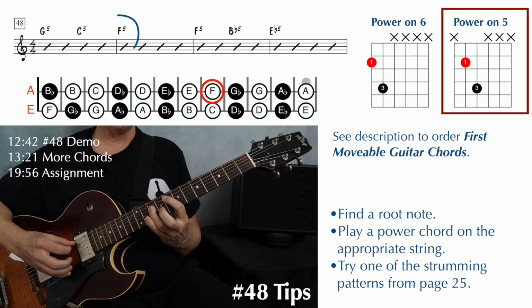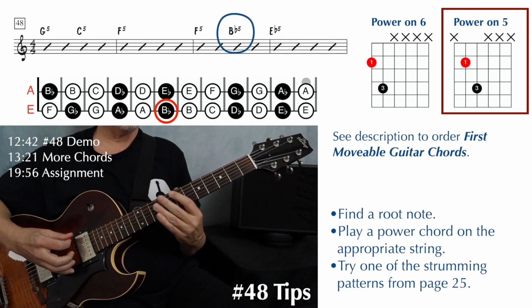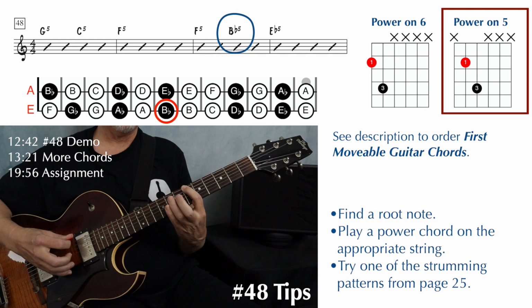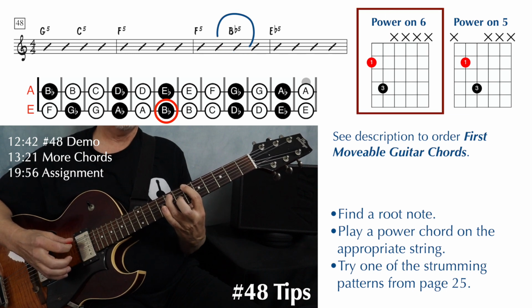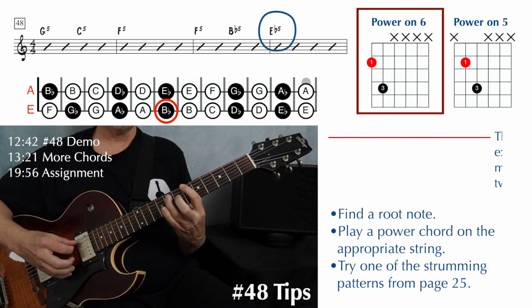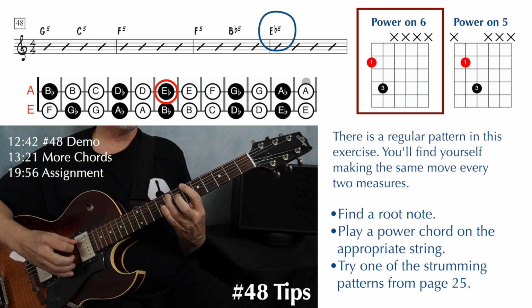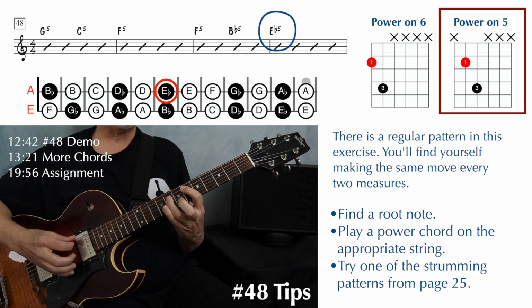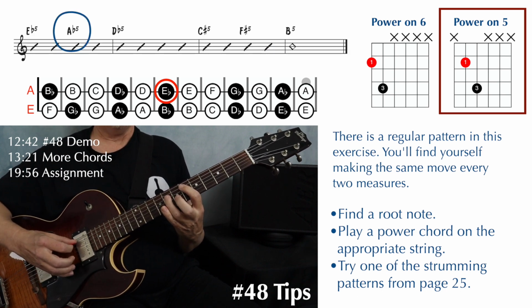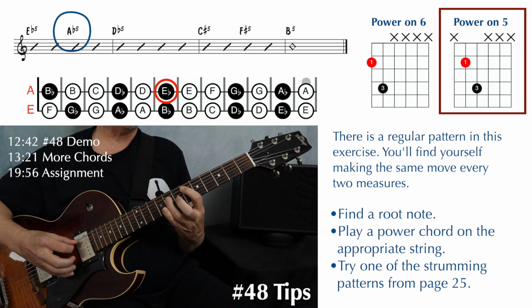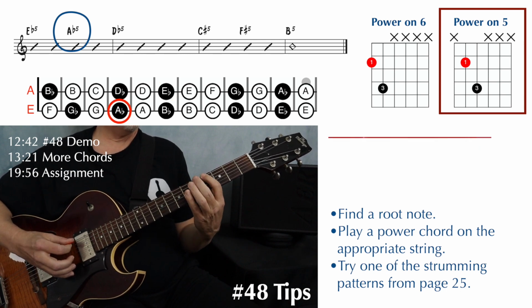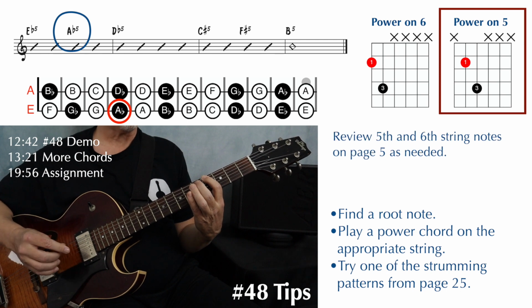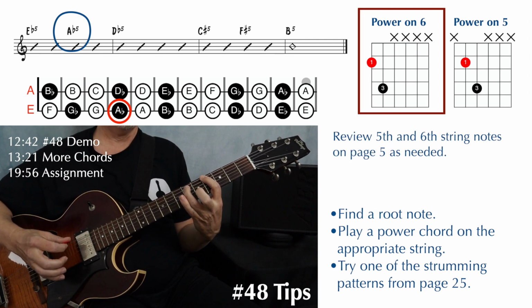Then we have another F5 going to B flat 5. The closest B flat to that is on string 6, fret 6. There's the root, there's the power chord, and then an E flat 5, the closest E flat is string 5, fret 6. There's our root, there's our power chord. Line 2, another E flat 5, and then moving to A flat 5. Our closest A flat is on the 6th string, 4th fret. There's the root, there's the power chord.